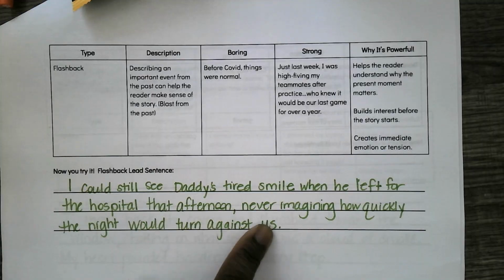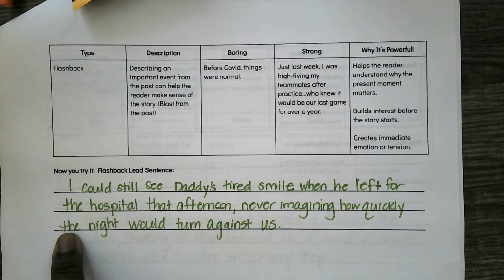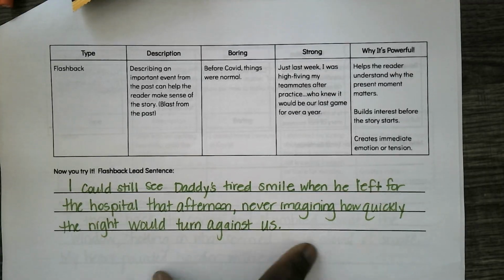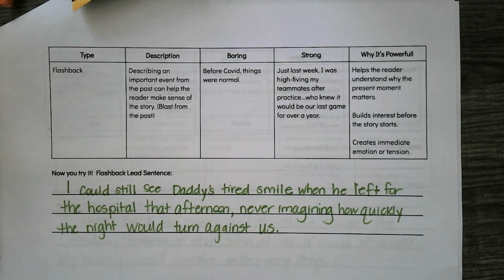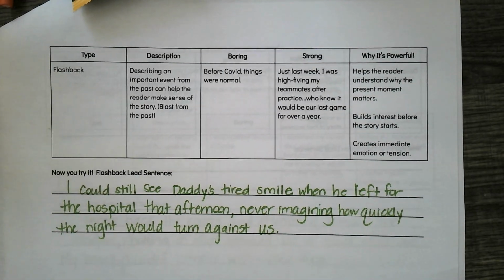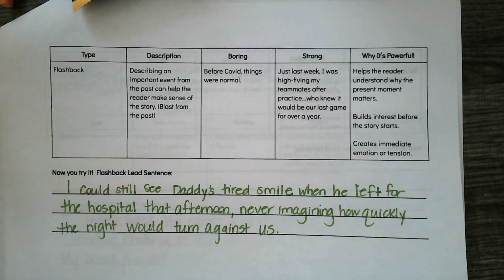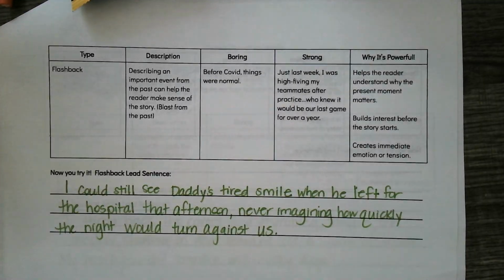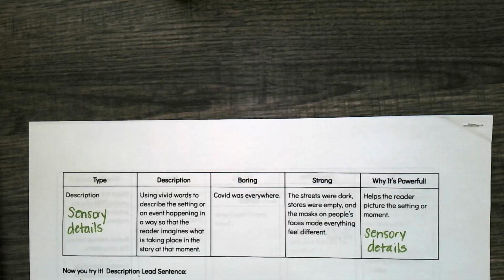So here, I thought about what would be something that would have happened prior to the climax in the story. And so this is kind of leading up to it, sort of like teasing the reader. So a flashback is going to give them some context of something that has happened in the past.